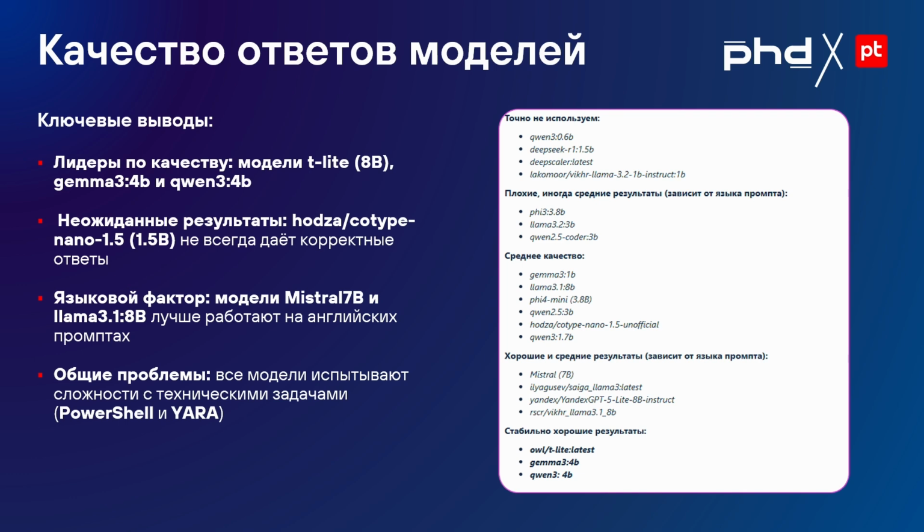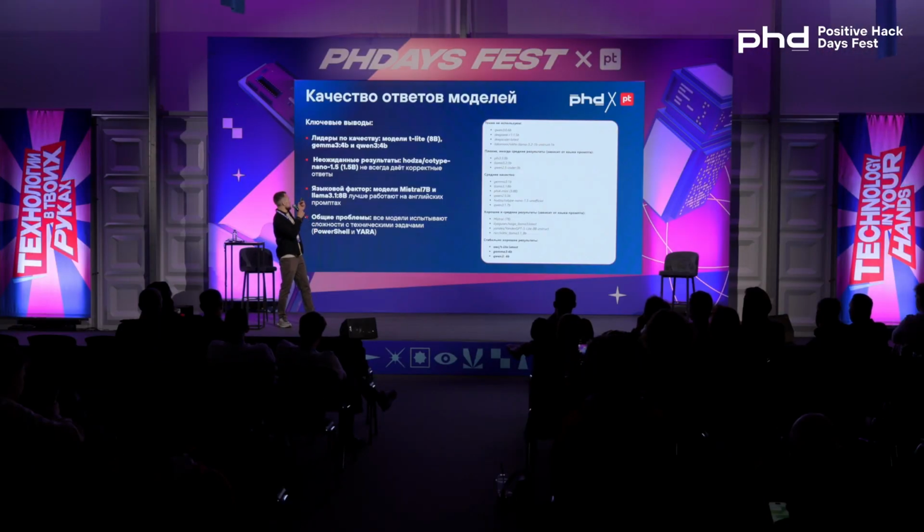So our top three are T-Lite, a Russian language model, Gemma with 4 billion parameters, and the latest one, Qwen3 4B. It's a reasoning model, however, which means that it adds its chain of thought to its answers. So these three lightweight models have shown pretty good quality.